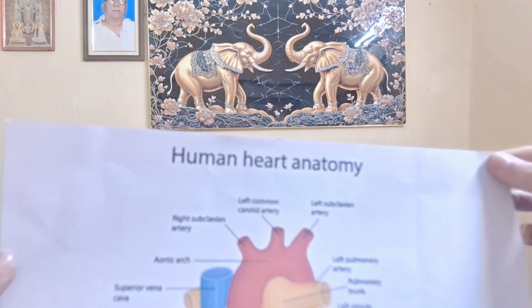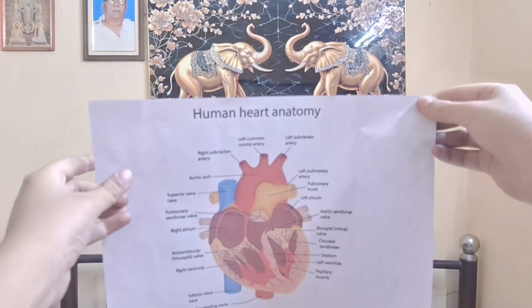Here we see the picture of the human heart anatomy. The heart is located in the chest cavity, tilted slightly to the left. There are 4 chambers in the heart.